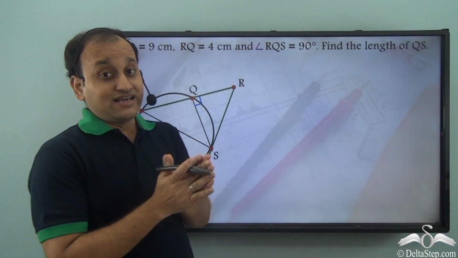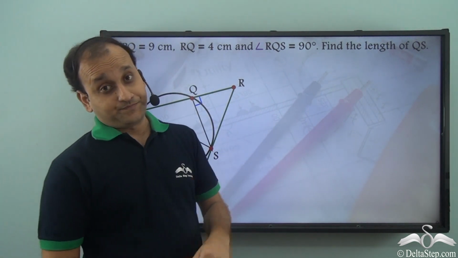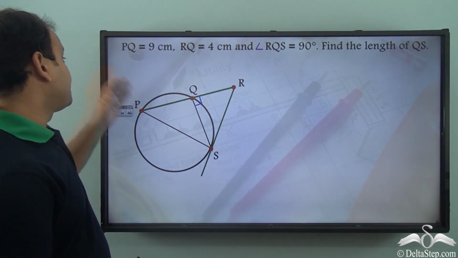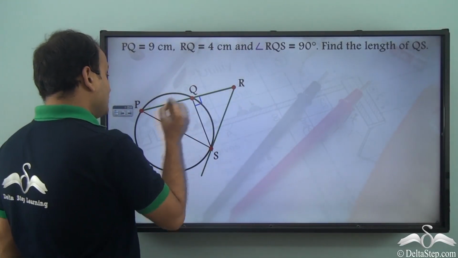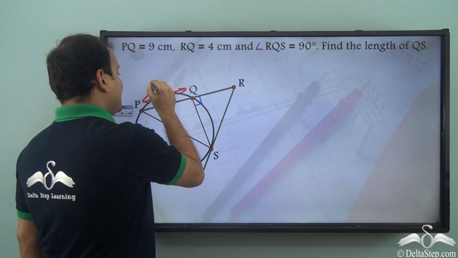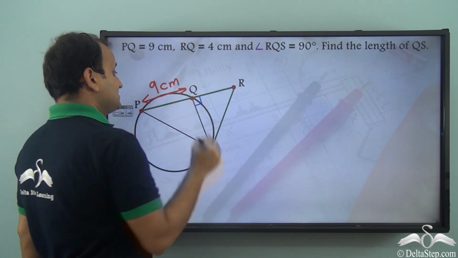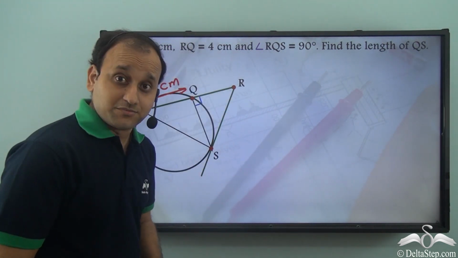Now, using this particular theorem, we can solve this particular problem. Now, what does it state? PQ is equal to 9 centimeter. So, PQ is 9 centimeter. Now, RQ is 4 centimeter.